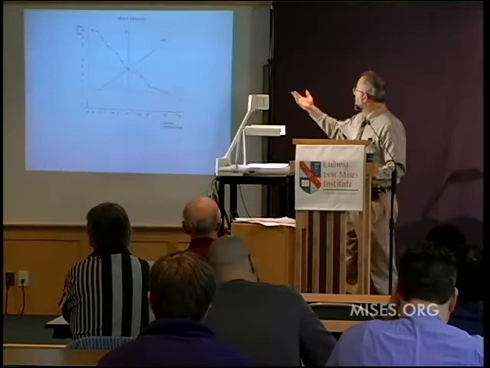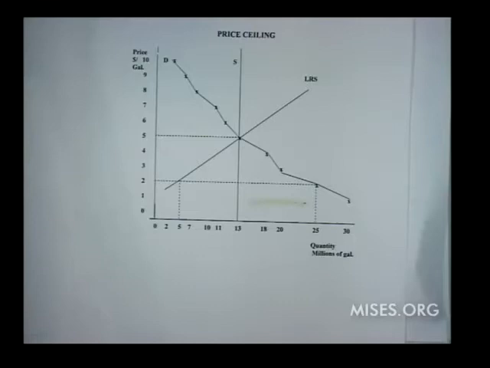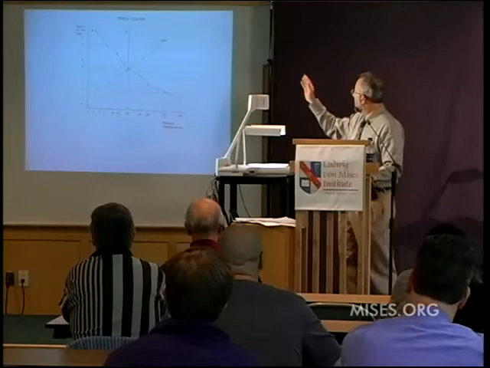As the price falls, the law of demand kicks in, and the quantity demanded increases from 13 million gallons, let's say per month, to 25 million gallons. While on the other hand, at least for the time being, we have a vertical supply curve, and we have 13 million gallons on the market. So there's an immediate shortage of 12 million gallons. There are people out there who are willing to pay the $2 price, but are frustrated in their search for a gallon of milk.